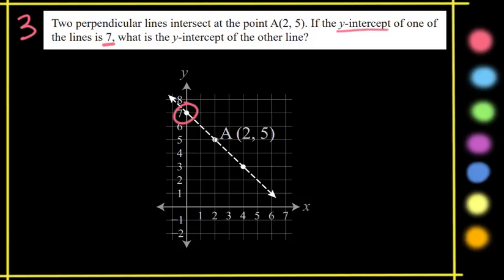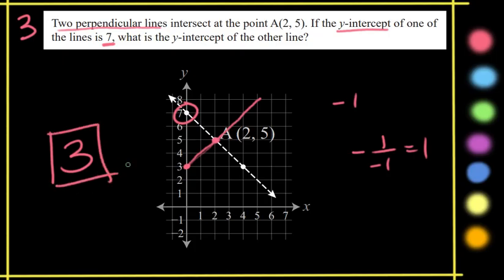Okay, so we know that the other line is perpendicular because it says they're two perpendicular lines. It looks like the slope of the one that's drawn is -1 because every time it goes over, it goes down 1. So the slope of the other one is going to be +1 because the slope of a perpendicular line is the negative reciprocal of the slope. So if we have -1 for the slope, then we take the negative reciprocal. That's -1 divided by -1, which is equal to 1. So our slope of this other line is going to be 1, and we know that it intersects at that point (2, 5). So we can just trace it back and find that the other y-intercept is going to be 3. So the answer to problem 3 is 3.